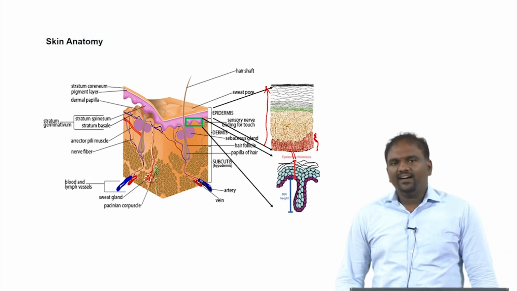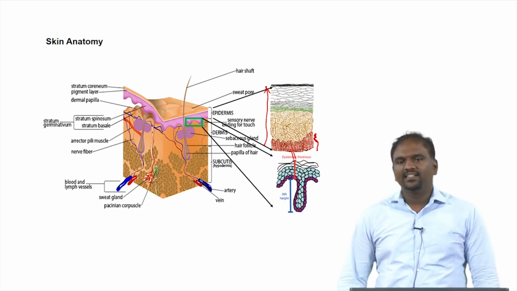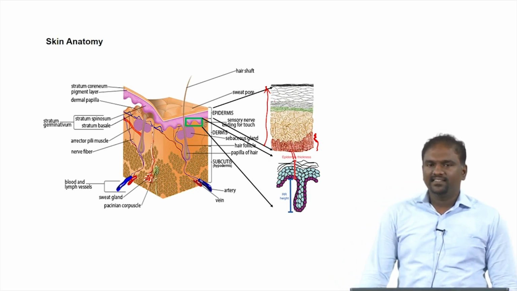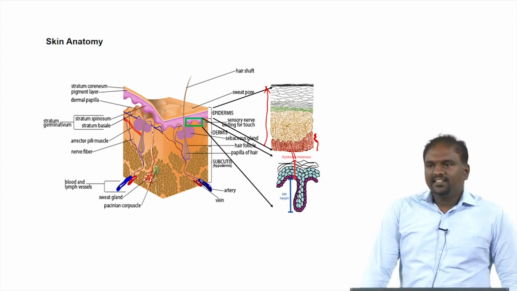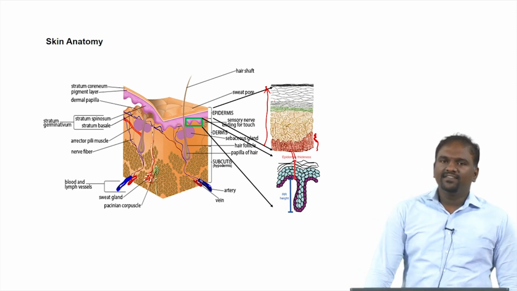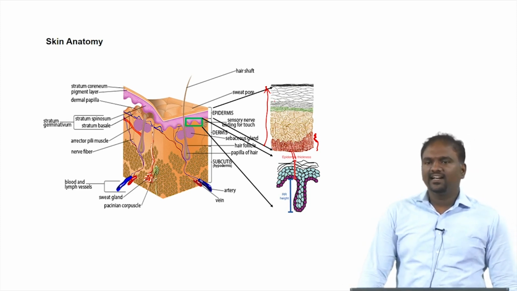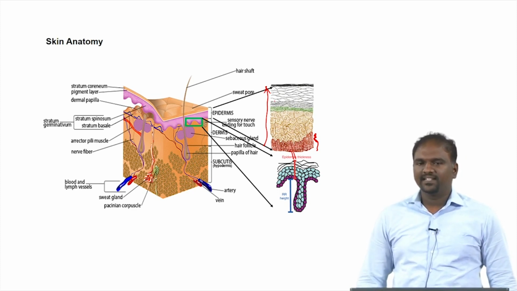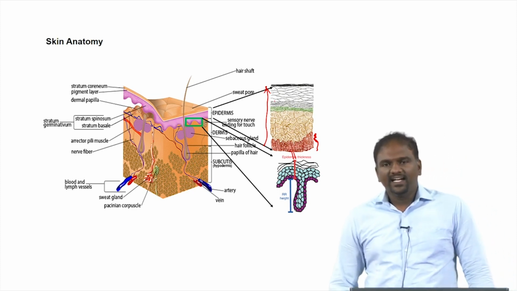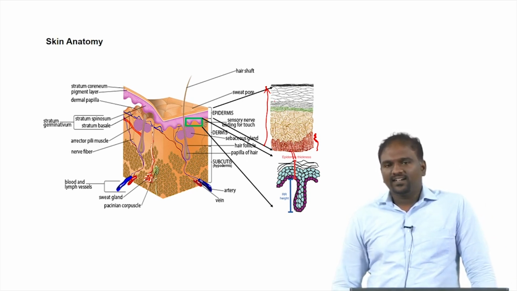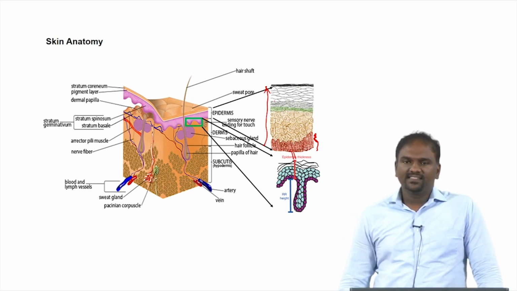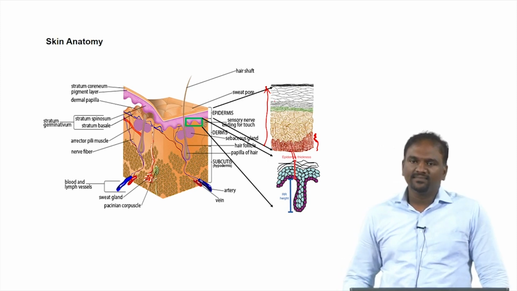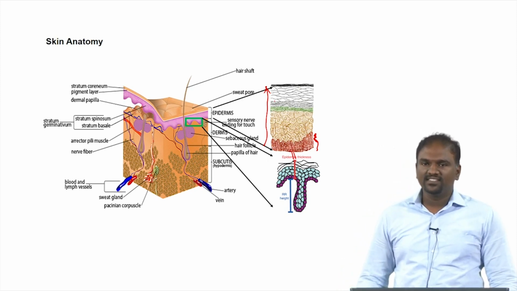In between the epidermis and dermis is the epidermal-dermal junction, which has rete ridges. These rete ridges play a main role in giving mechanical strength to the epidermis and also give adherence between the dermis and epidermis. Apart from that, soluble molecules from the dermis are transferred to the epidermis through this junction.